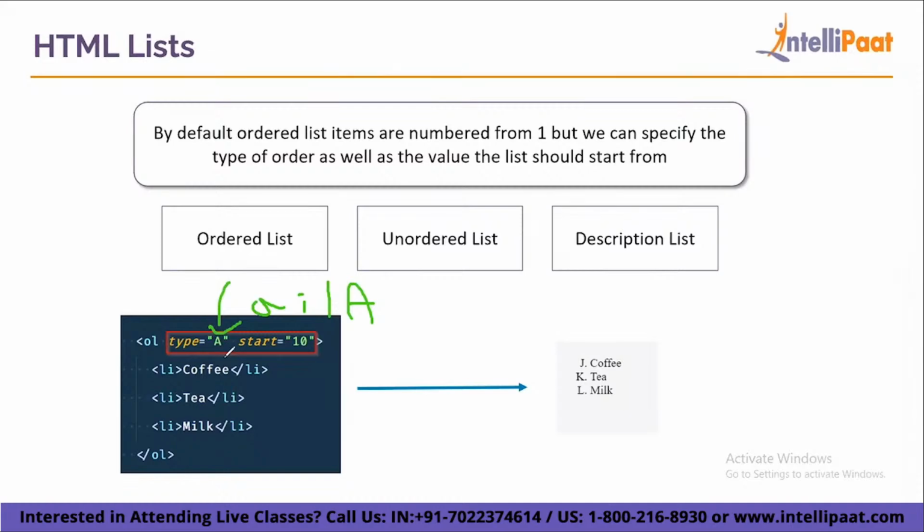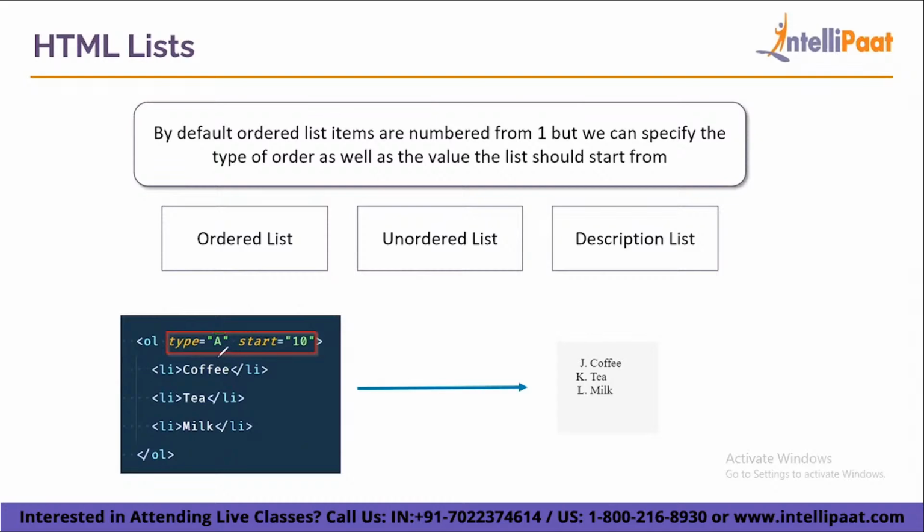Basically, with this ordered list you will have everything in an order format. There will be orders like 1 2 3, A B C, or Roman numerals. You can do that with the help of this OL. OL is nothing but ordered list. I'll show you in an example so you will understand.